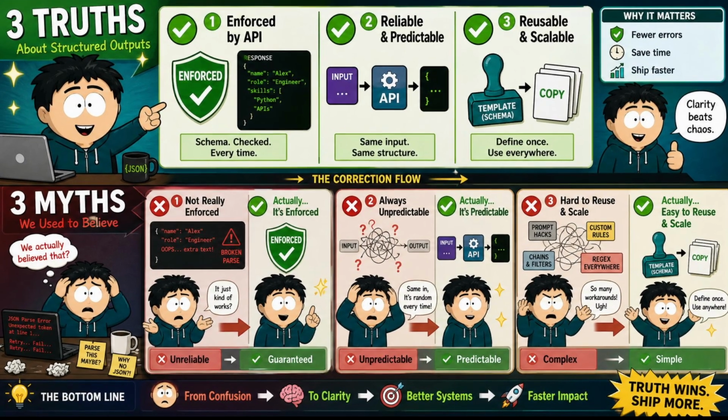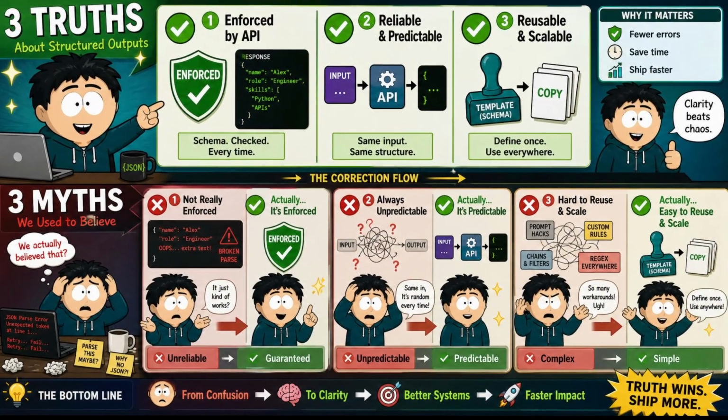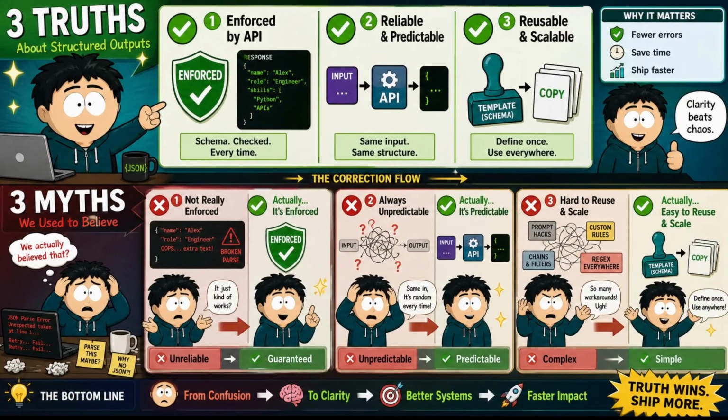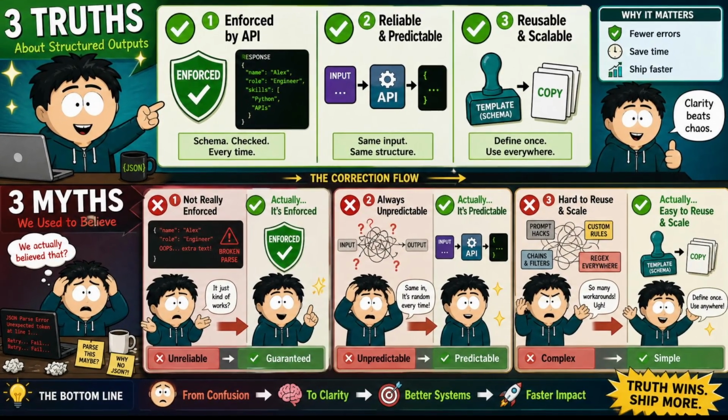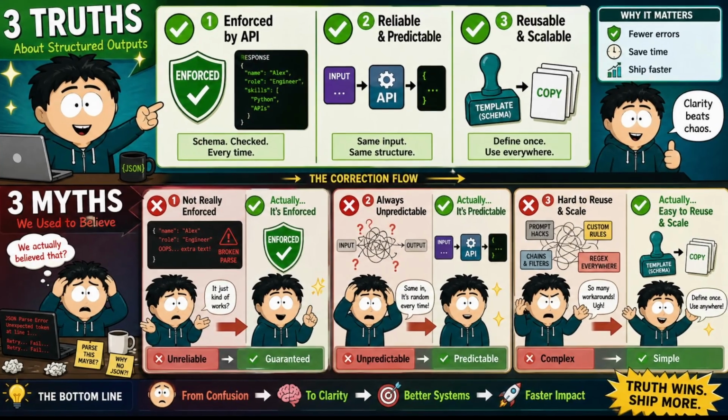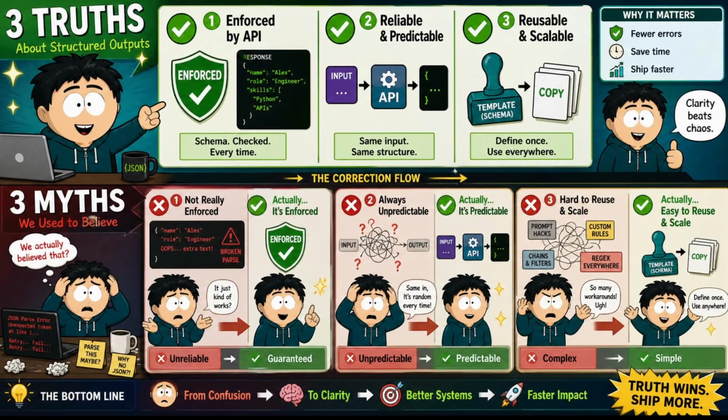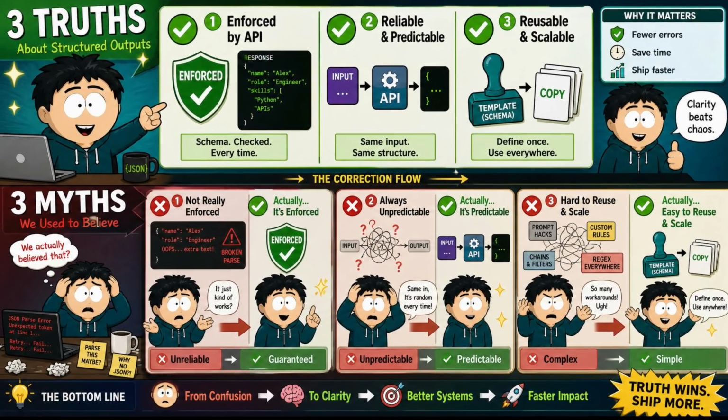So here is the bottom line. If you are building anything with AI, a chatbot, an automation, a content generation system, a data extraction tool, structured outputs and templates aren't optional. They are the difference between something that works and something that breaks constantly. They are the difference between hours of manual work and a system that runs itself. And the tools to do this are already built into every major AI API right now.